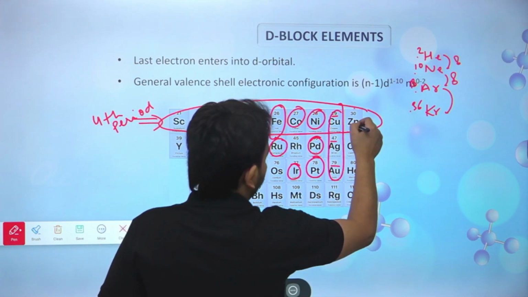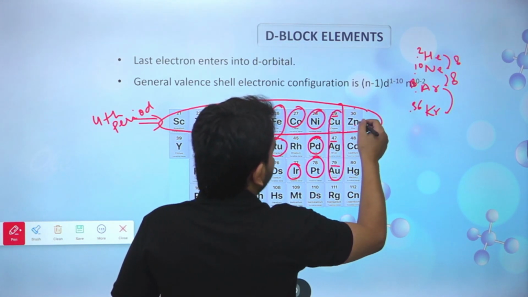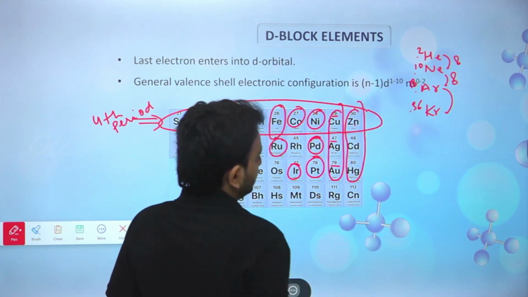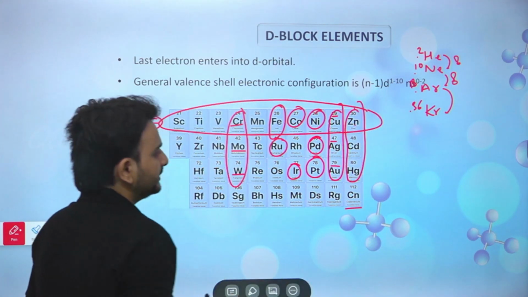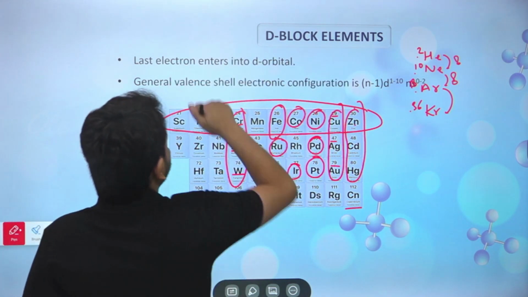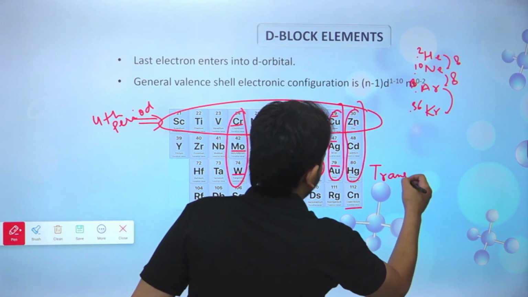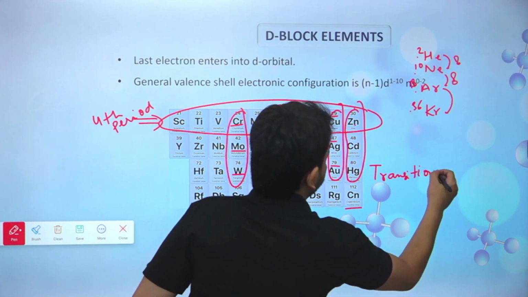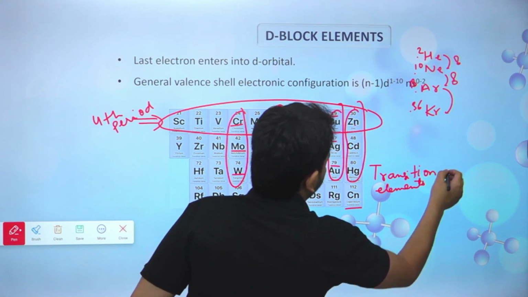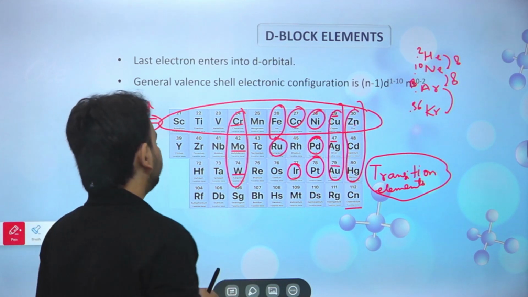And talking about zinc, in this group, zinc, cadmium, mercury are important. Copper, nickel also come over there, so you can remember that. And of course, these are called transition elements. The D block elements are called transition metals or transition elements. They are more metallic than non-metallic. They have a tendency for showing metallic character.